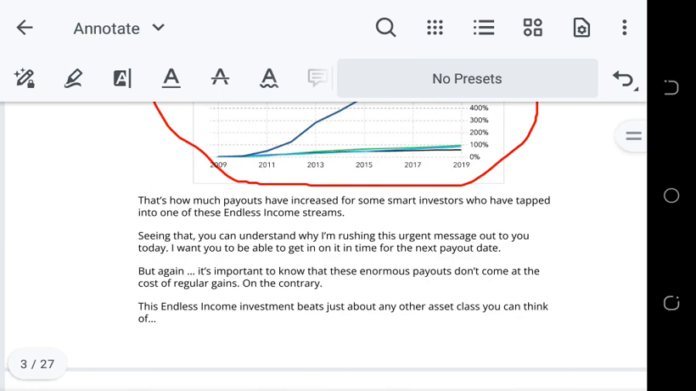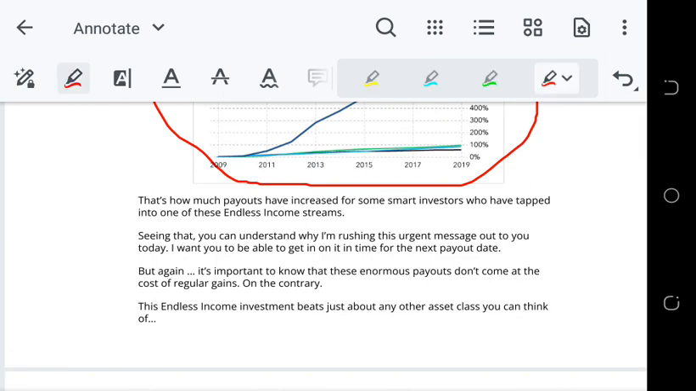endless income streams. Saying that, you can understand why I'm rushing this urgent message out to you today. I want you to be able to get in on time for the next payout date. But again, it's important to know that these enormous payouts don't come at the cost of regular gains. On the contrary, the endless income investment beats just about any other asset class you can think of.